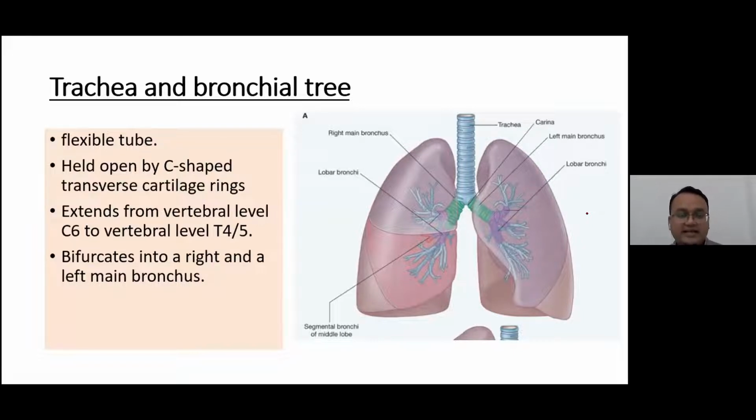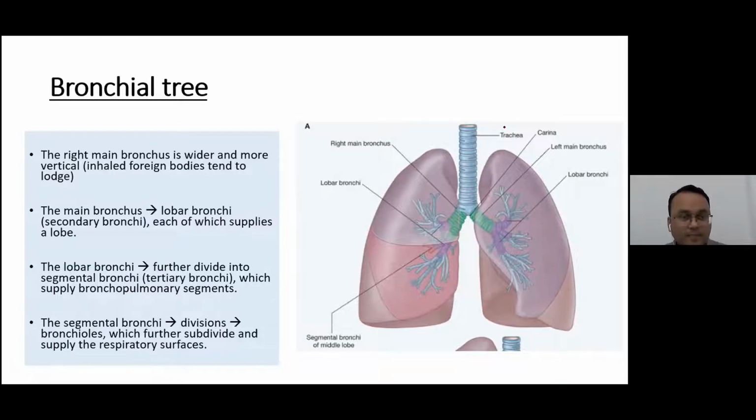So the trachea extends all the way from the neck at the level of C6 down to the mediastinum at the level of T4 and T5, and then it bifurcates into the right and left main bronchus. Let me just draw this a little bit. So this is the carina, divided into the main bronchus or the primary bronchus.